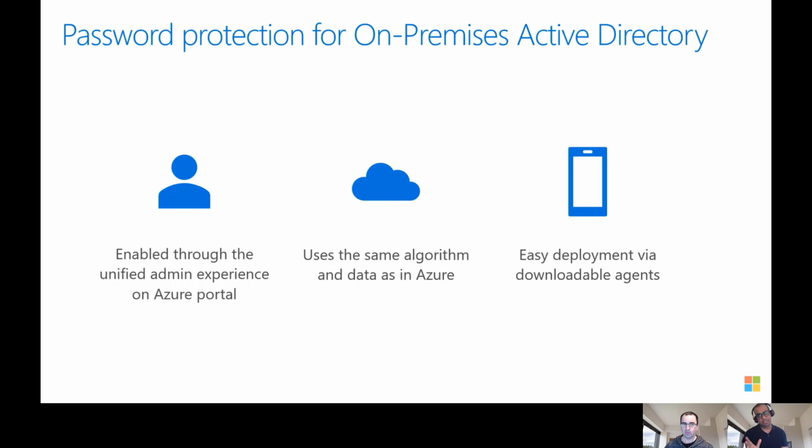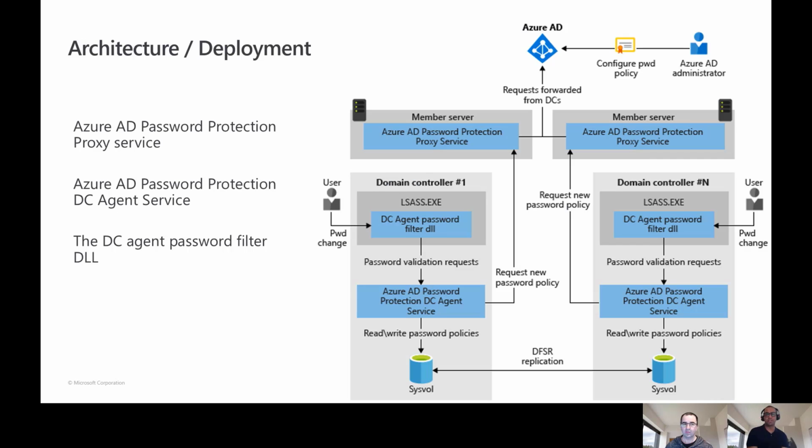Now I'm going to talk a little bit about deployment, since I think we have discussed pretty much all the features. So we are in a good position to talk about what it really takes to deploy it. This is something which is done through the Azure AD admin portal. You just need to download the agents and customize your banned password list. And as I discussed, it uses the same algorithm and data as Azure, and it is very easy to deploy. I'm just going to share it with you very quickly, and I'm going to give you a couple of tips and tricks as to how you could do it in an easy way.